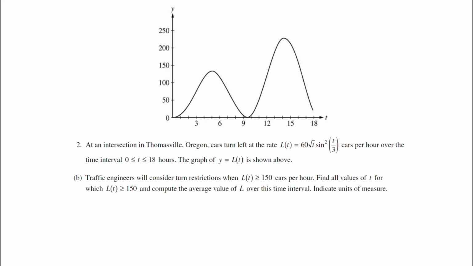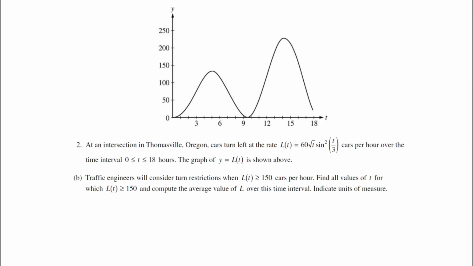In part B, it says that we've got some traffic engineers that are considering making turn restrictions when L of t is greater than or equal to 150. So we want to find all values of t for which L of t is greater than or equal to 150, and then compute the average value of L over this time interval.